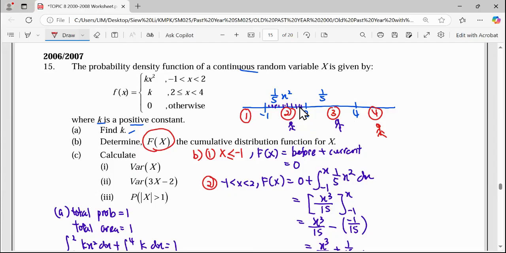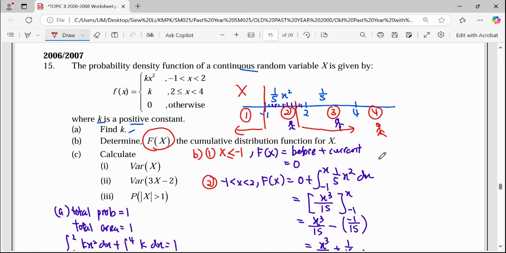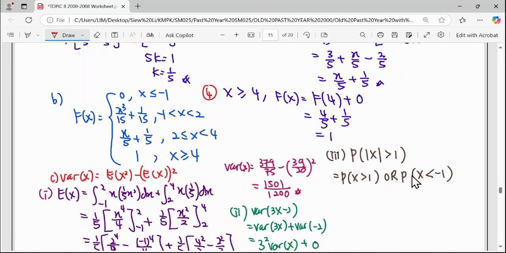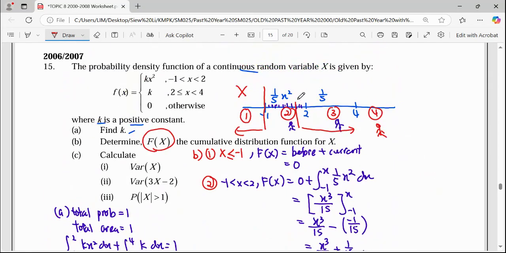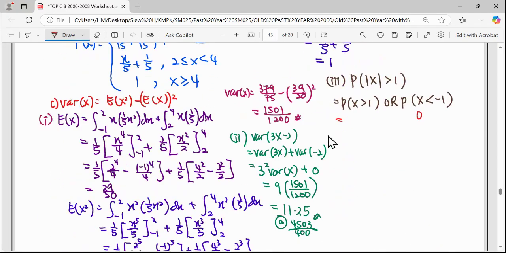So greater than 1 will be this area, and less than negative 1 will be this area. So less than negative 1, we don't have any area. So less than negative 1 probability is 0. Greater than 1, you need to integrate 1 until 2, 2 until 4. Or we can use our cumulative function, which is 1 minus f1. So f1 means that probability x less than 1. So 1 minus probability less than 1. So it will be f1.